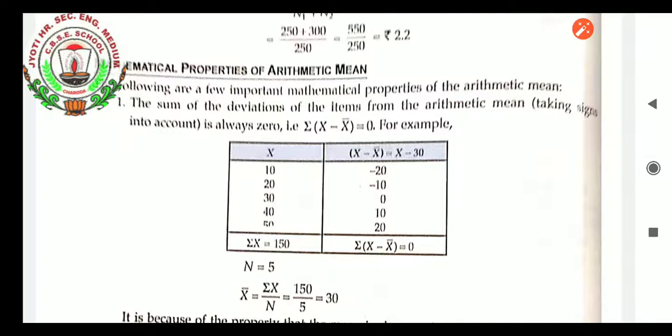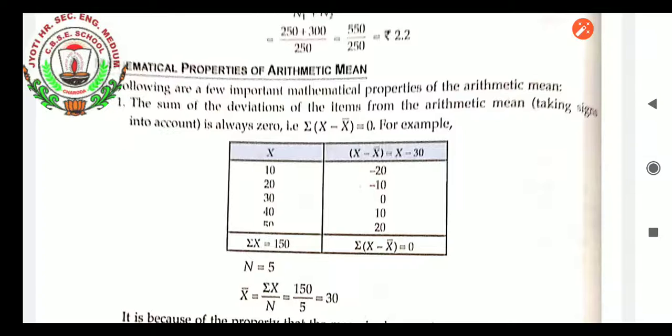Mathematical properties of arithmetic mean. Following are a few important mathematical properties of the arithmetic mean. Very first, the sum of the deviations of the items from the arithmetic mean, taking sign into account, is always 0. That is, sum of (x minus mean) equals 0.